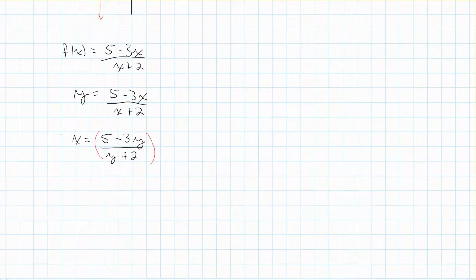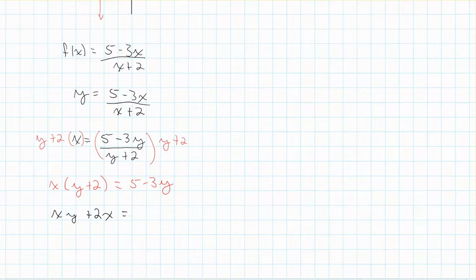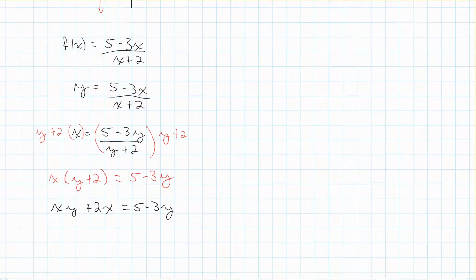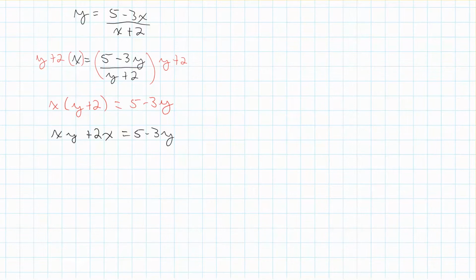So to solve for y, I'd first clear out my fraction, multiply both sides by y plus 2. And if I did that, I would have x times y plus 2 is equal to 5 minus 3y. Now I'm going to solve this for y again. So I'm going to distribute this, so I'd have xy plus 2x is equal to 5 minus 3y. Let's move everything with a y to one side and everything with an x to the other side.